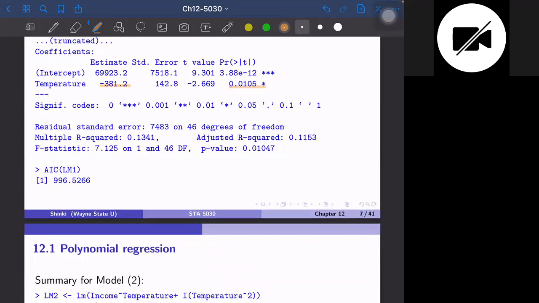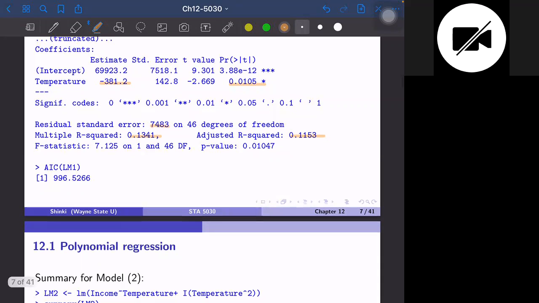Maybe you can see the fit. Residual standard error 7,483. So basically, typically we have an error of about $7,400. Adjusted R square 0.1153. Non-adjusted one, 0.1341. And AIC, 996.5.